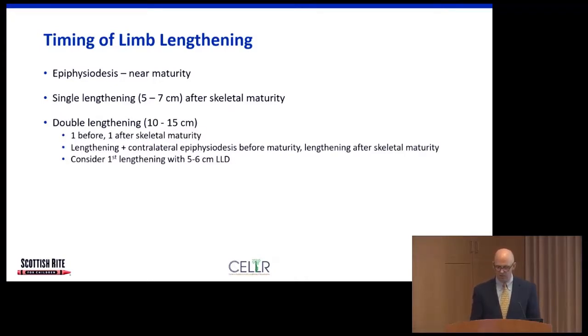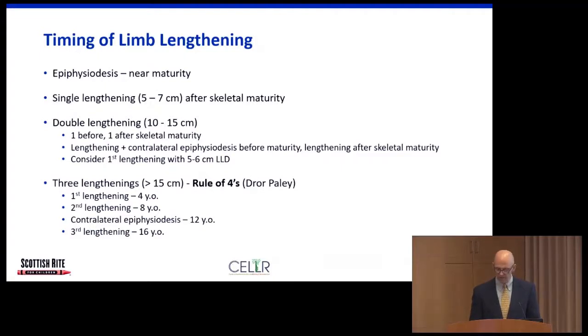Double lengthenings, one will generally be before and one after skeletal maturity, depending on whether an epiphysiodesis is done. And then for 3 lengthenings, there's this rule of 4s where oftentimes you do the first one at 4, then 8, 12, and 16, for times of treatment. You don't hold them to that, but it gives the family a good idea.